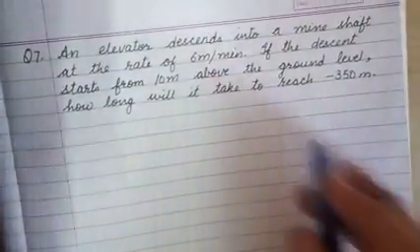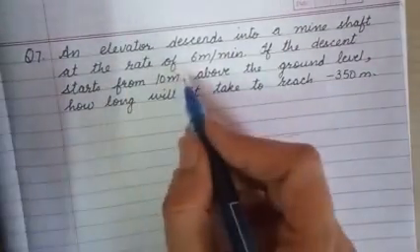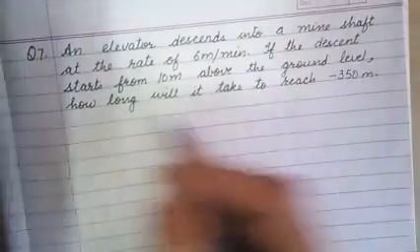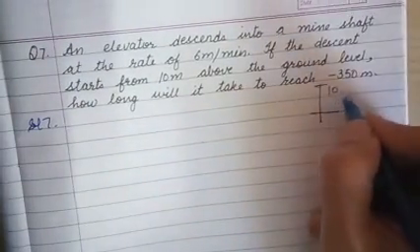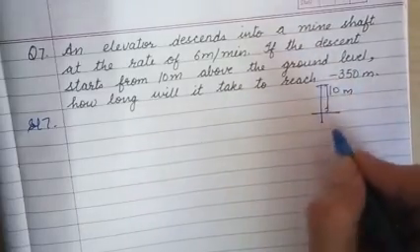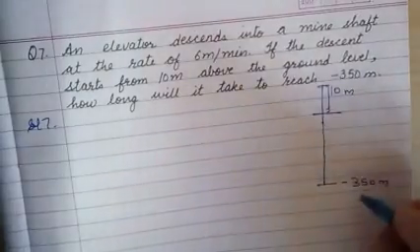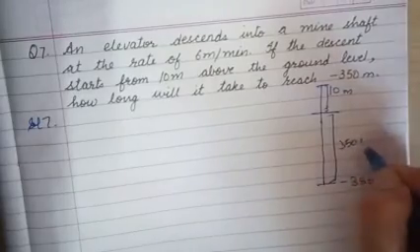Now let us do question number 7. An elevator descends into a mine shaft at the rate of 6 meters per minute. If the descent starts from 10 meters above the ground level, how long will it take to reach -350 meters? So here it is 10 meters above the ground, and below it is at -350 meters. Minus is showing that it is below the ground, and the distance covered is 350 meters.